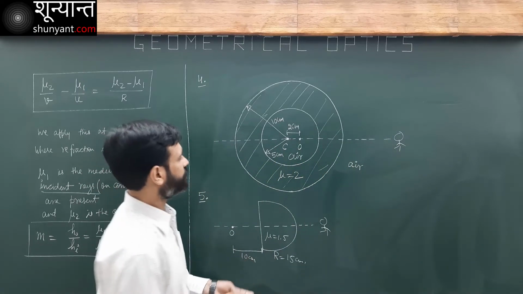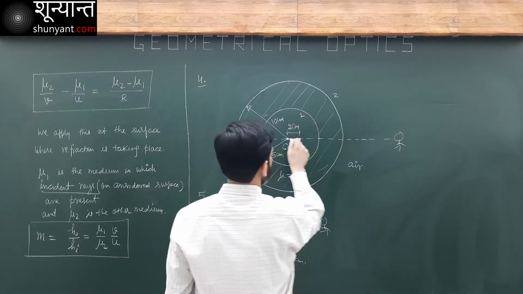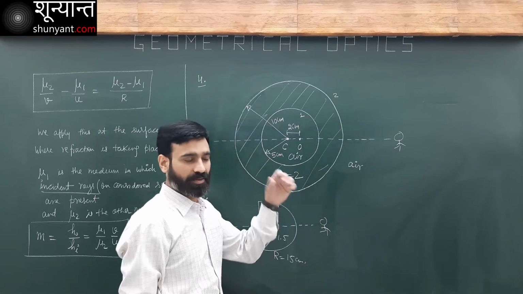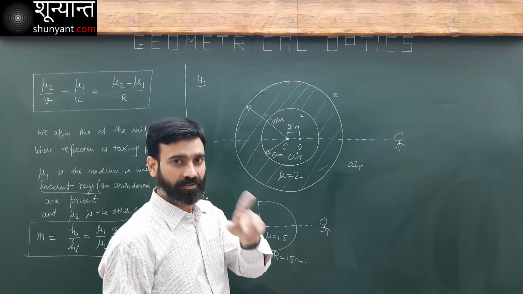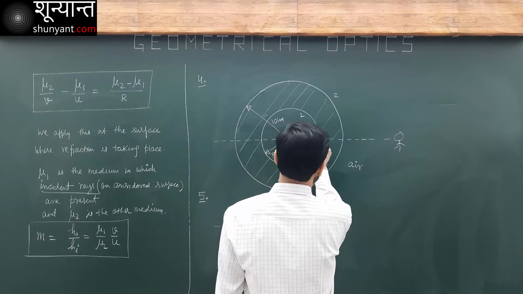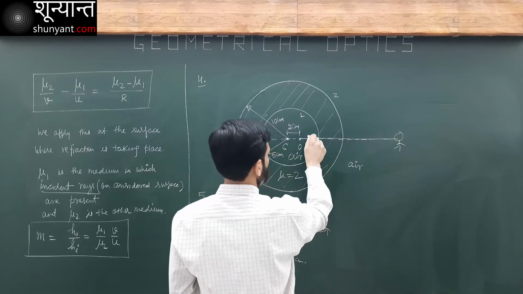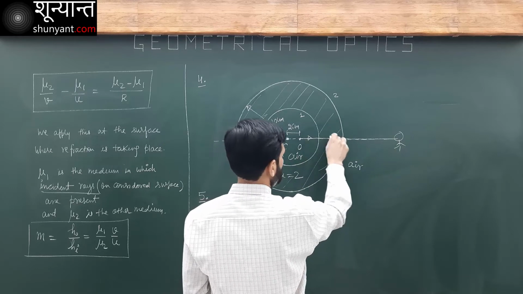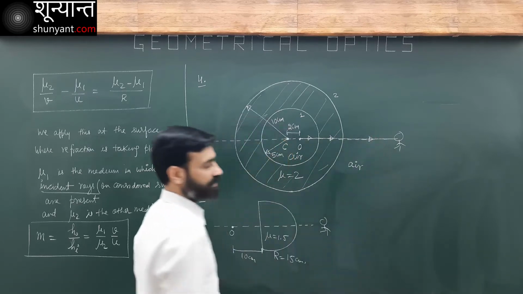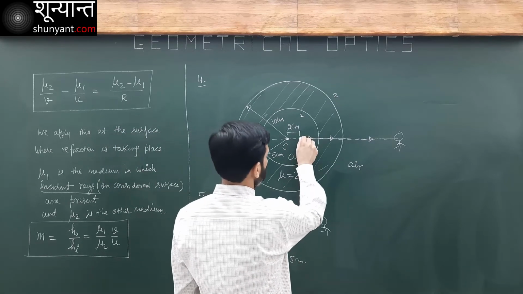Let's do it. This is the first surface, this is the second surface. Light starts from here. I want to locate the image, and I need at least 2 light rays. One light ray I take along the principal axis. It passes undeviated and directly reaches the observer. But this cannot form an image. I need at least 2. Let's take one other here.